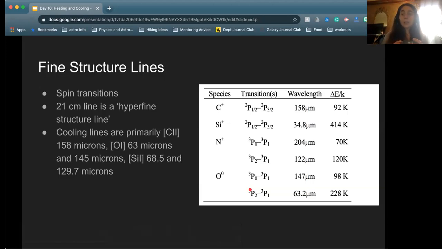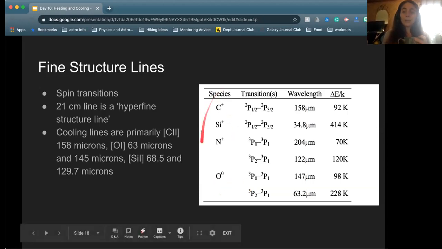The fine structure lines are any lines that are produced by a spin flip. Similar to our 21 centimeter line in hydrogen, that's a hyperfine structure line because it's so long. I think the hyper comes from the fact that it's not in the infrared, it's actually in the microwave, I think, centimeter. Okay, but anything else with a spin transition is probably going to be one of these fine structure lines.